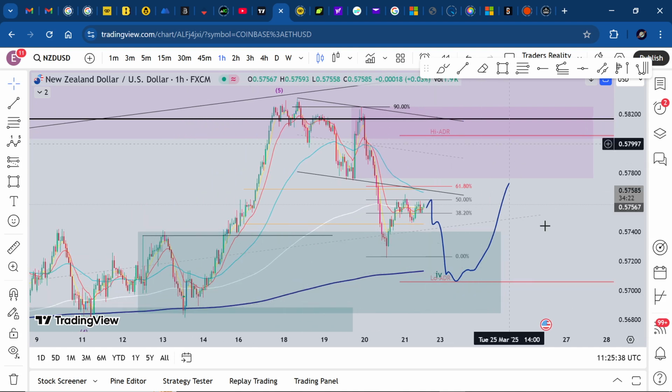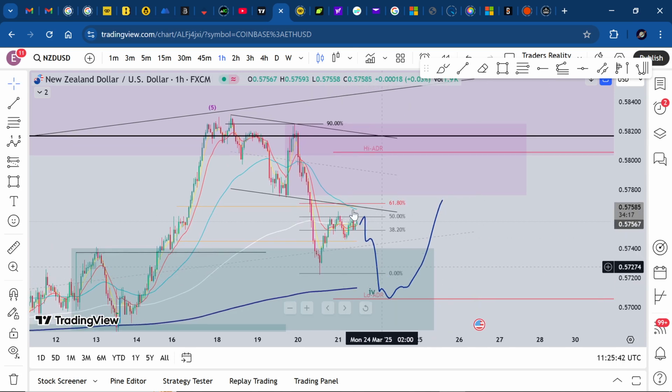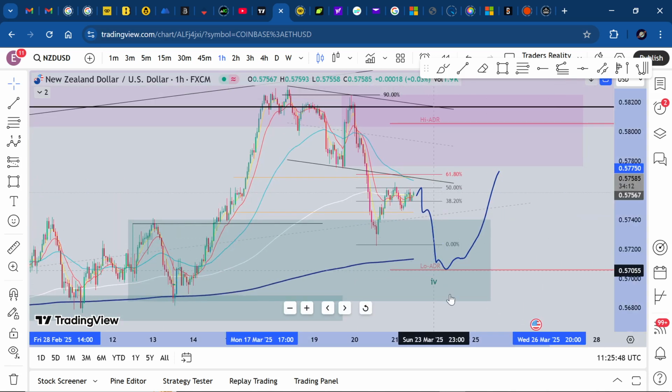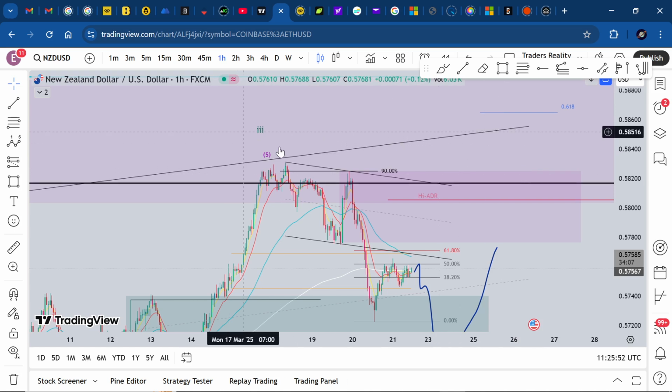Okay, then we'll be looking for B, C. Currently, until proven otherwise, I'm looking for a move lower. It can come down to here or something, to then go higher. So I'm looking for this to be corrective. We've got the 88.6 hit here. And that's what I'm looking for.